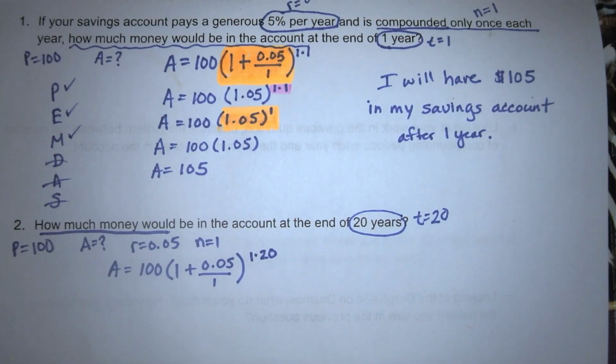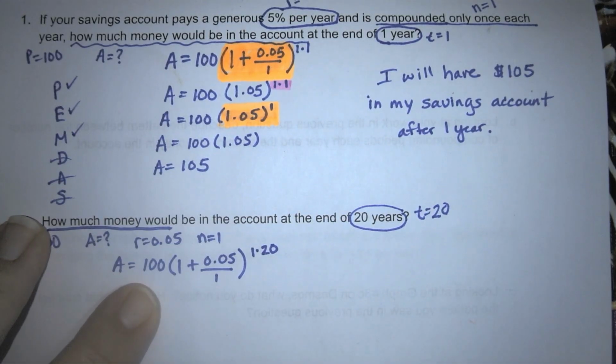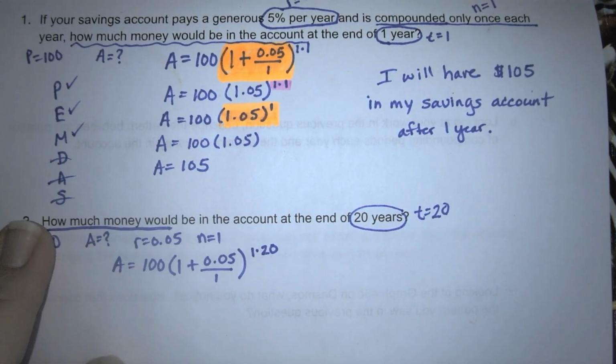Did you set it up right? Here's what I got. Check to see if you set it up right. If so, pause it again and quickly calculate it. When I come back, I'm going to have the whole problem done out.